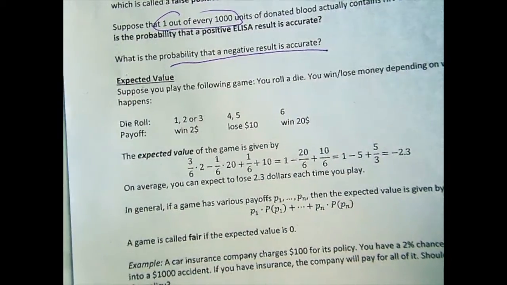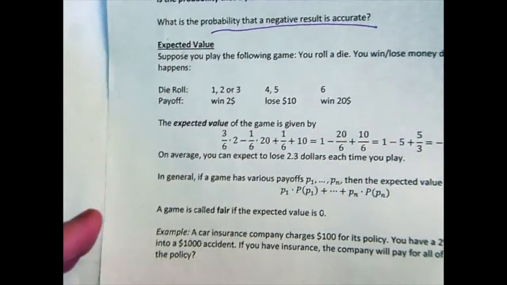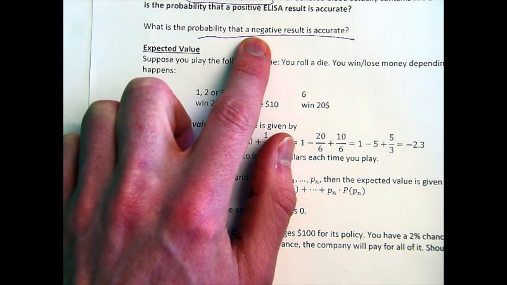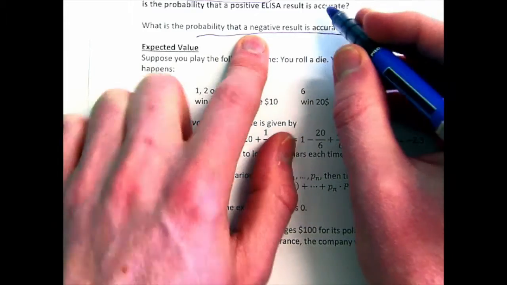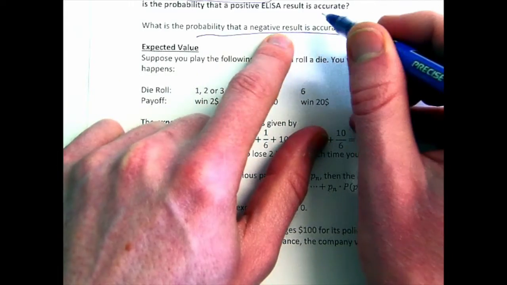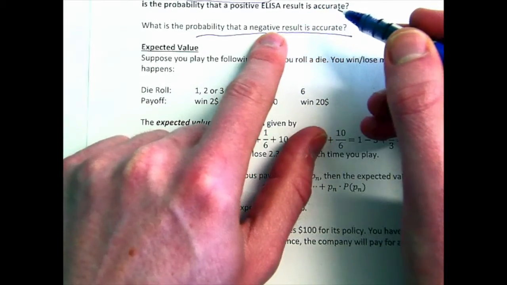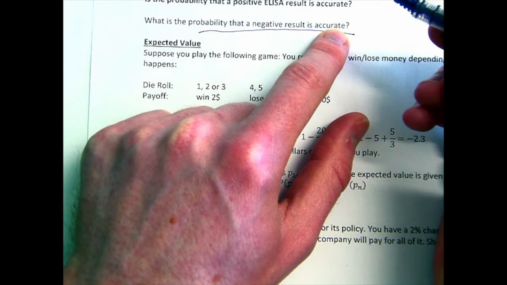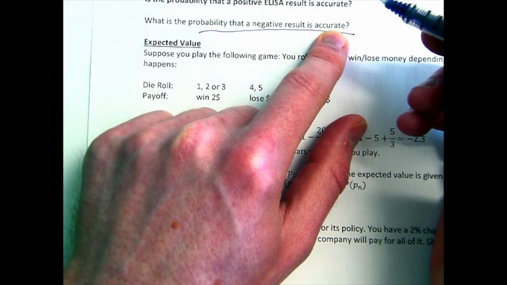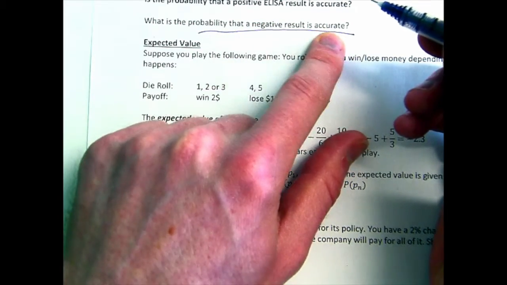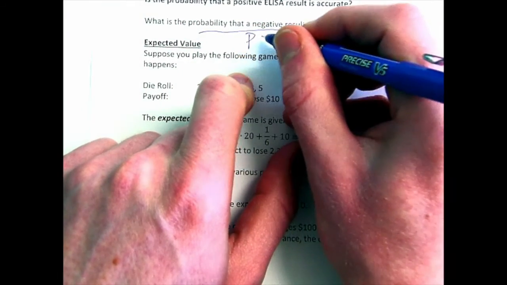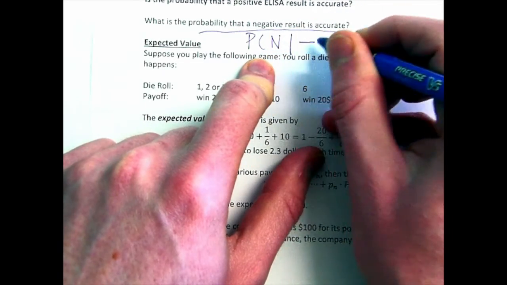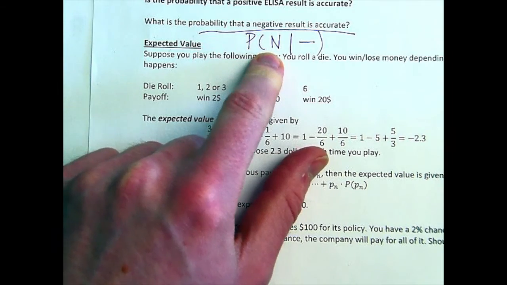Most of the work is already done from the first problem. So first of all, the probability that a negative result is accurate, what is that really? It's saying, given the fact that the test comes back negative, what's the probability the person is actually free of the disease? So this is the probability that the person has no disease given the fact that the test came back negative. That's what it's asking.